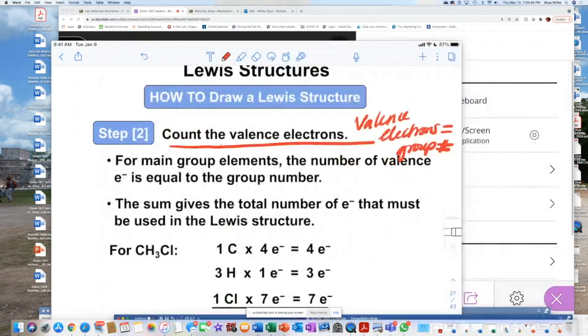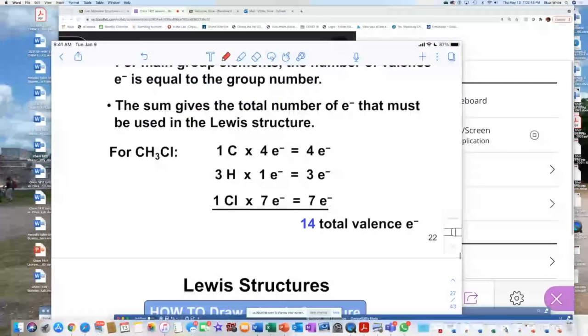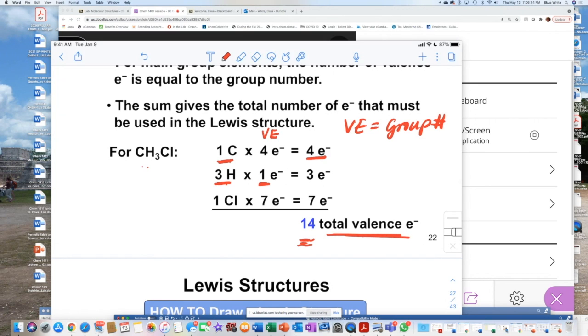So let me scroll down here and you can see. In the formula, we have 1 carbon. The carbon brings in 4 electrons. We have 3 hydrogen. Each hydrogen brings in 1 electron. So these are the valence electrons. Remember, valence electrons equal group number. Okay, so when you add all these, we figure out that this formula contains a total of 14 valence electrons in its structure. So now we have to know how to distribute this.